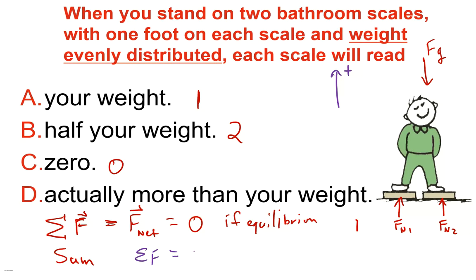So the sum of the forces is going to be force normal 1 plus force normal 2 plus, because those were pointing the same direction that I defined as positive. And that's why I didn't put an arrow, because they're all in the same vertical direction. And then minus the force of gravity, and that's going to equal 0.